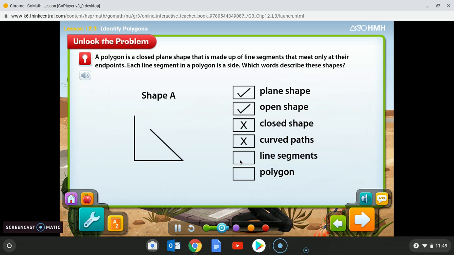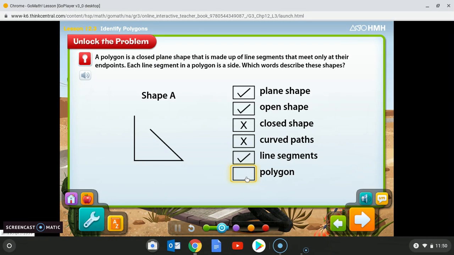So the next question that we have, do you see line segments that we can count? Can we count the sides of this plane shape? Yes. We have curved paths, we have line segments. Line segments is us saying we have straight lines. So curved lines, straight lines.